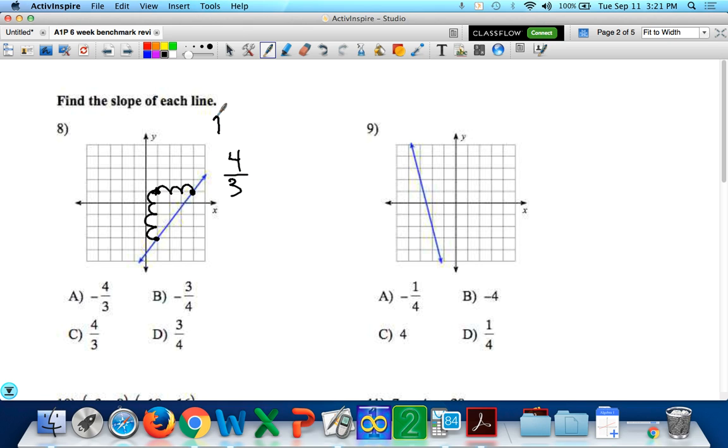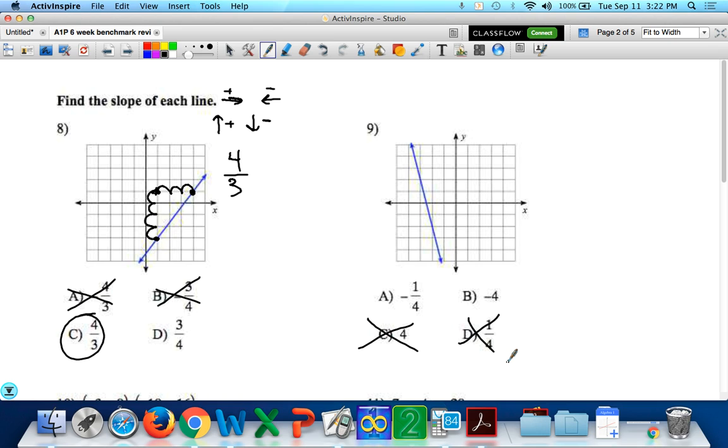Up is positive. Down is negative. Right is positive. Left is negative. That kind of makes sense. This is our positive quadrant, and this one is totally negative. So we get a positive 4/3. I could have knocked out 2 of these from the get-go because they were decreasing. Negative slopes is not how we're going to get here. Like number 9, I'll take that step first, and I'll get rid of those.